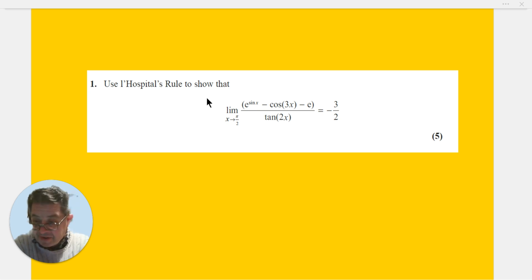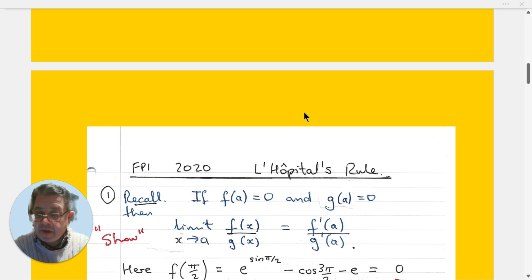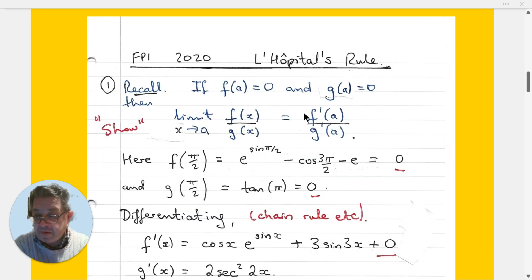It's a "show that" question with an answer given, so we must make sure we make all the steps clear to get to that answer. So a reminder of L'Hopital's rule: we're finding the limit of a quotient f(x) over g(x) as x goes towards a, and we're dealing with a situation where f(a) and g(a) are both 0, and L'Hopital's rule says that the limit will equal f'(a) over g'(a), assuming of course that both of those exist and are finite.